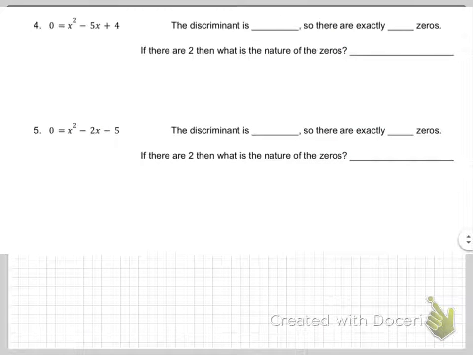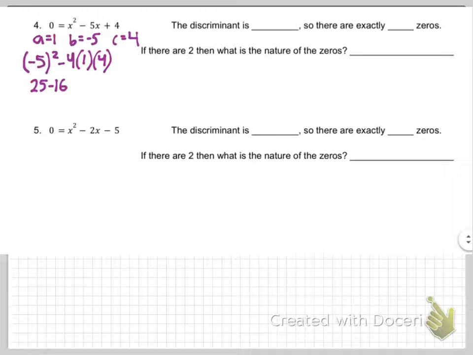All right, let's try the next one. A is 1, b is negative 5, and c is 4. Here we have negative 5 squared minus 4 times 1 times 4. So 25 minus 16, that gives us 9. So the discriminant is 9. That means there are exactly 2 zeros. Since there are 2 zeros, we need to look at the discriminant to see whether it's rational or irrational. 9 is a perfect square. That means our solution is going to be rational because we'll be able to take the square root of it.